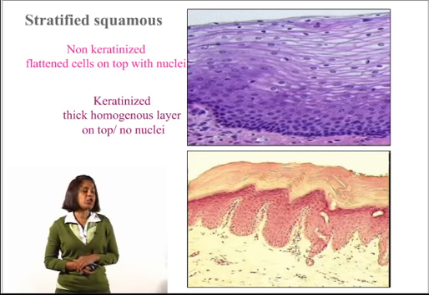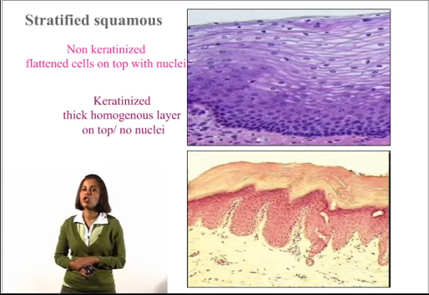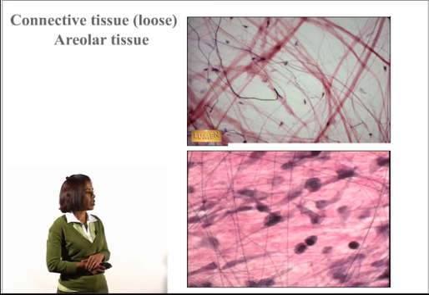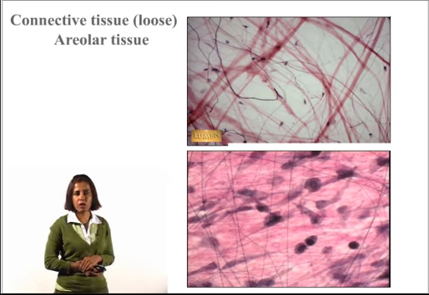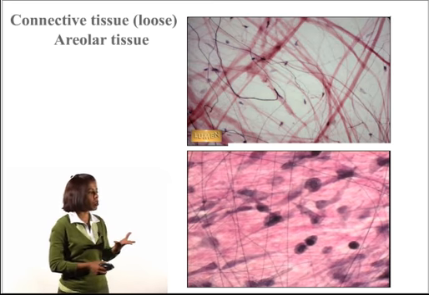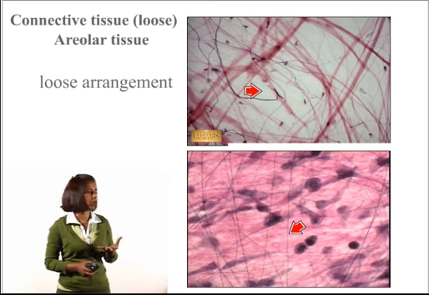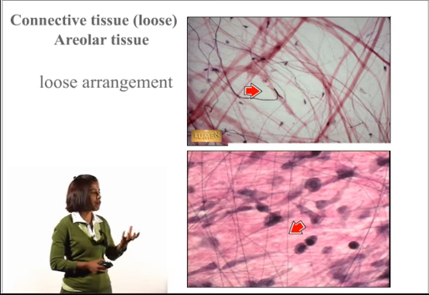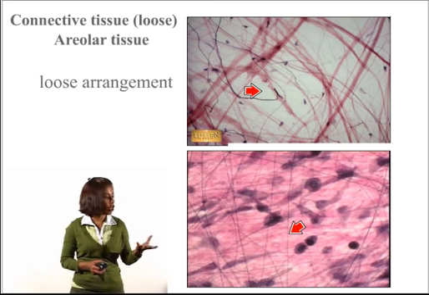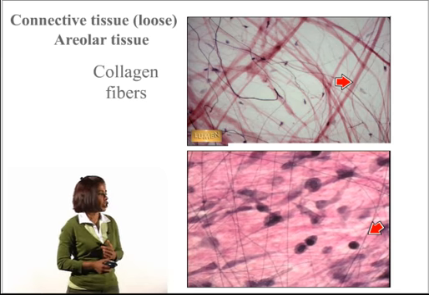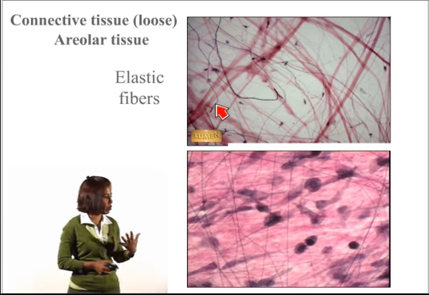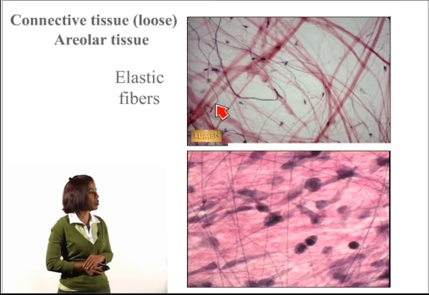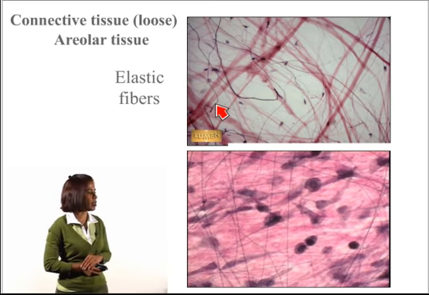Now let's move on to connective tissue, and first we're going to do loose connective tissue. And the commonest type of loose connective tissue is areolar tissue, and it's called loose connective tissue because it has a loose arrangement, and it's formed by lots of collagen fibers. You may see elastic fibers. You can see elastic fibers in the top image. In the lower image, it's a little difficult to find these elastic fibers.